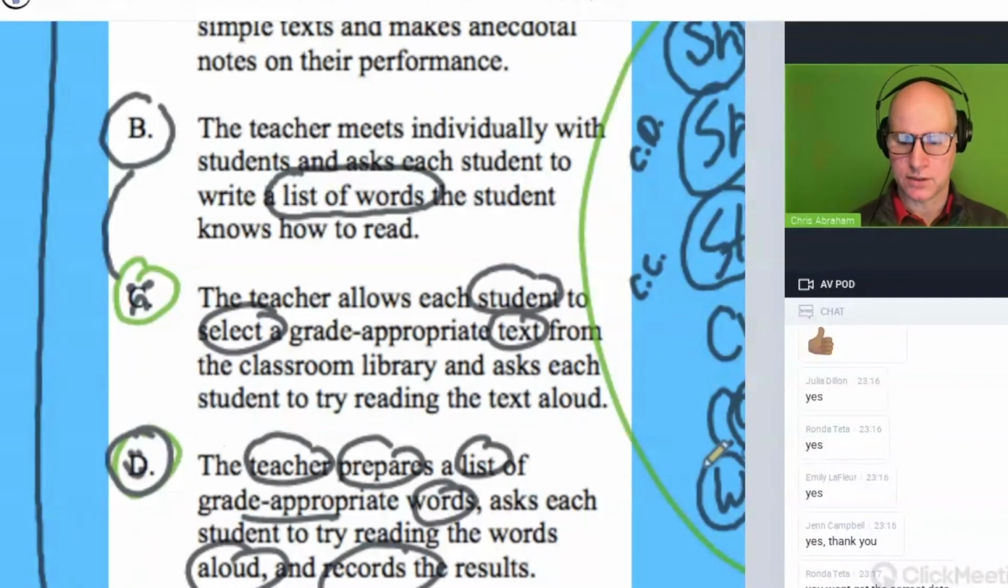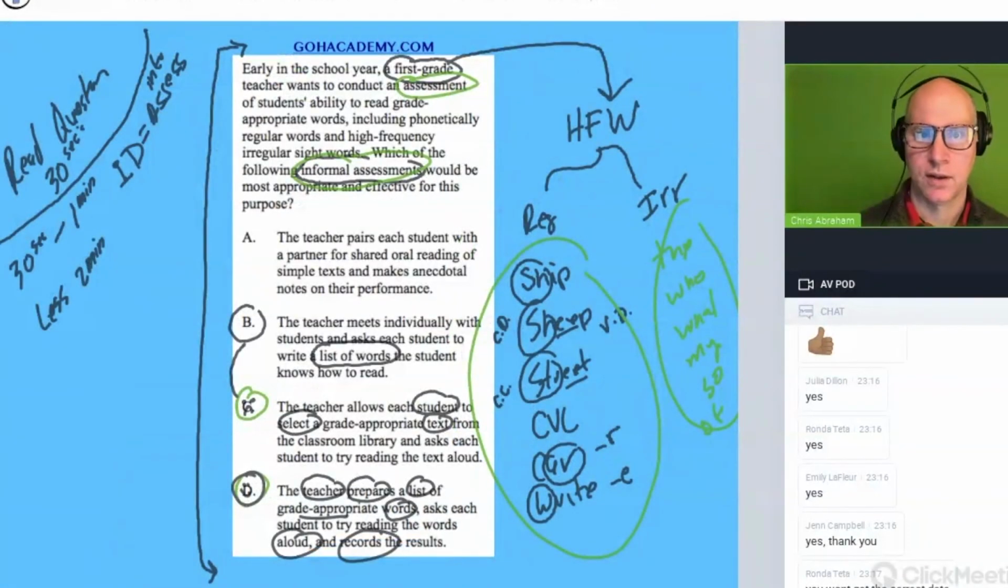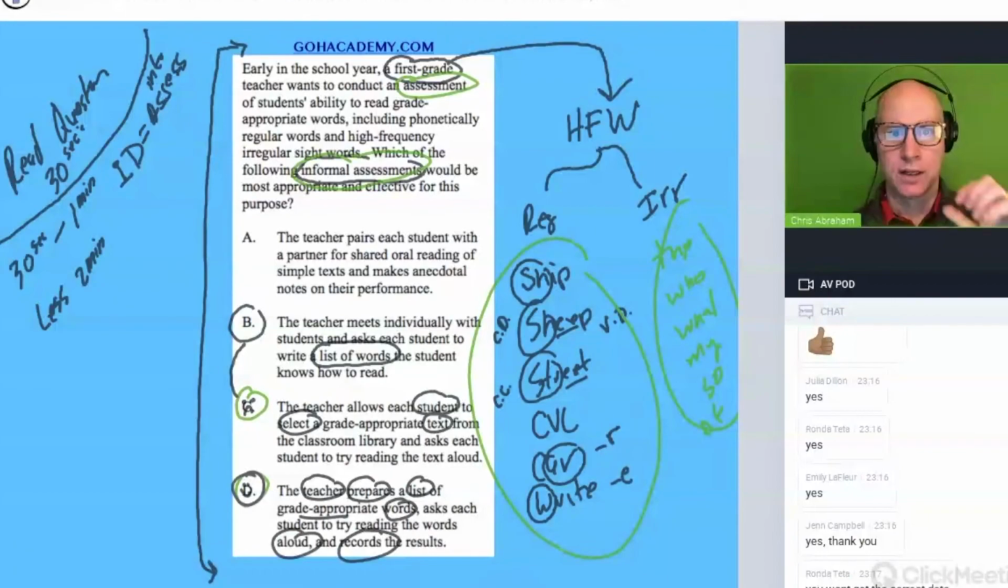Yes, you'll get different data results because you'll be using different words. Okay. Let's look at another one.